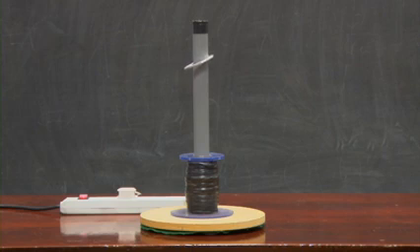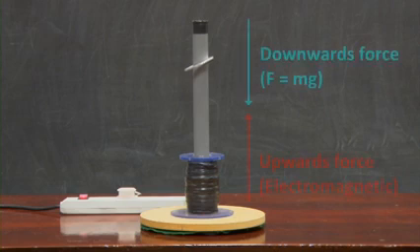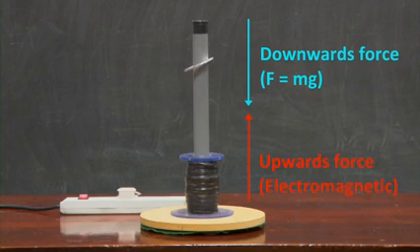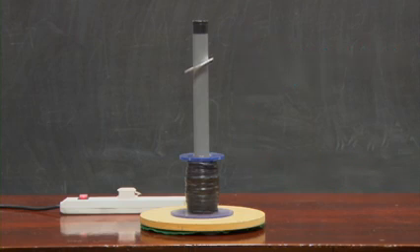The difference is that in the previous demonstration, the ring starts very close to the coil, and so the repulsive force experienced by the ring when the current is switched on is large enough to launch it into the air. In this case, the ring hovers at an equilibrium point where the downwards force due to its mass is balanced by the upwards electromagnetic force.